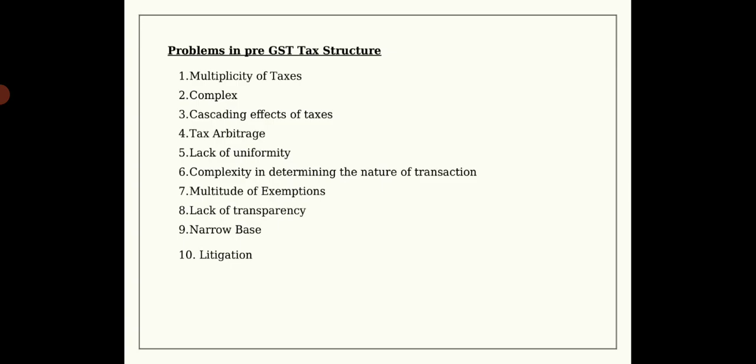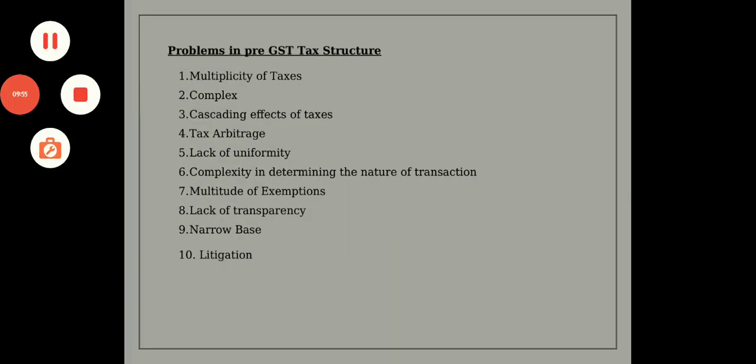And last, 10th one, litigation. So in India, the rate of litigation for matters related to indirect tax is very high. There are many contradictions and ambiguities in indirect laws in India. Applicability, exemptions, valuation, classification, input credit, penalties, etc. are a few reasons for ever-increasing and never-ending litigations in the country. So these are the problems faced in the pre-GST tax structure in India.